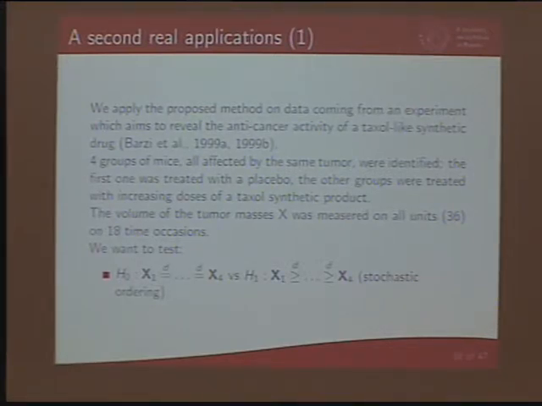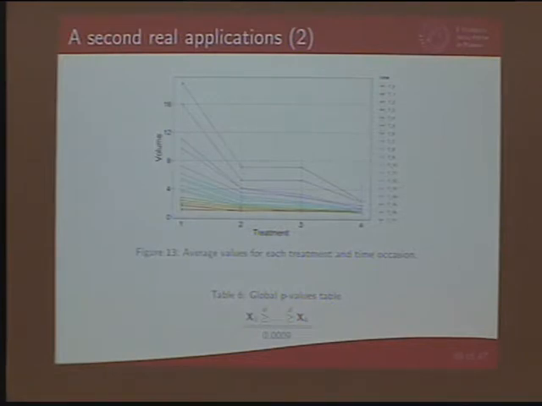So basically the testing of hypothesis is like that. You have the equality in distribution of the four samples under the null, and a stochastically ordered alternative hypothesis like that. So the first dosage, which is the lowest one, has the highest volumes for the tumor masses, and the highest dose has the lowest volume for the tumor masses. So basically the data are like that.